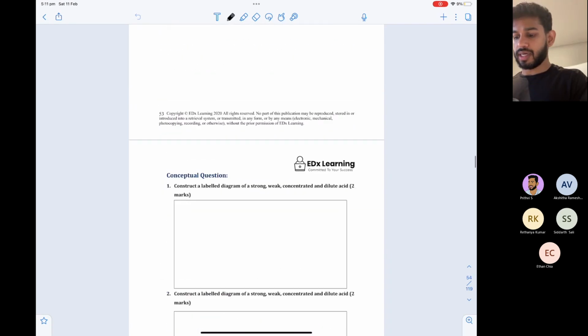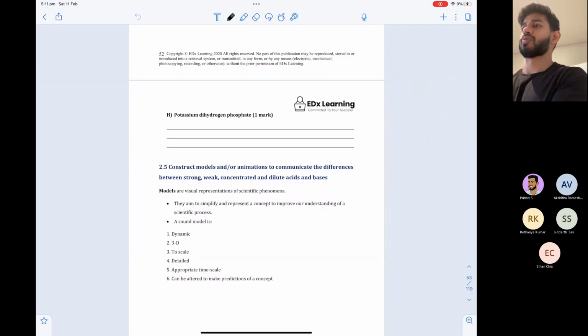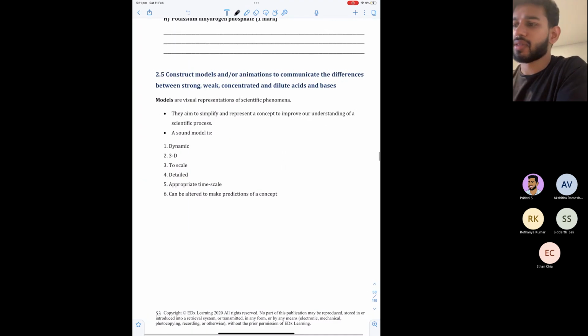Okay, so coming down here about strength of acids and bases, let's start with Ethan. Ethan, what determines the strength of an acid or a base? Wait, sorry, can you repeat your question again? Yeah, sorry, I'm just trying to change the screen. Yeah, there you go. That's a bit better. Okay, yeah. Ethan, what determines the strength of an acid or a base?